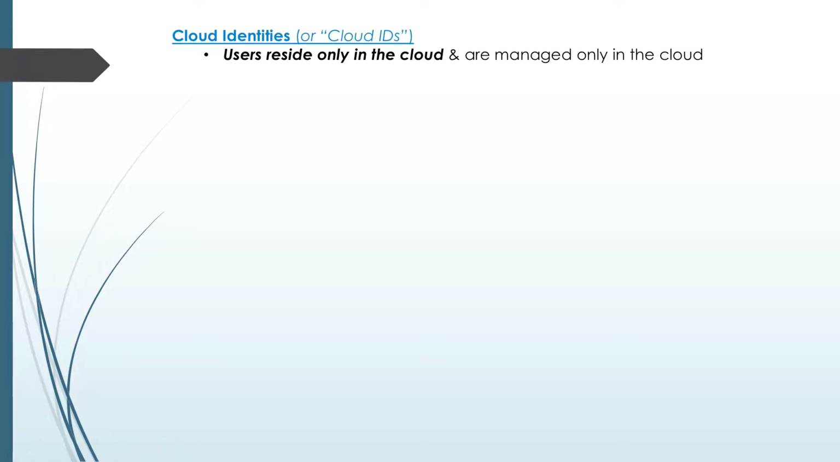So the first in line that we have is called the cloud identities, or cloud IDs. This is when users actually reside only in the cloud and are managed only in the cloud. The authentication is done by Azure Active Directory, because under the hood, Azure Active Directory is powering the identity management for Office 365. Then we have the synchronized identities.